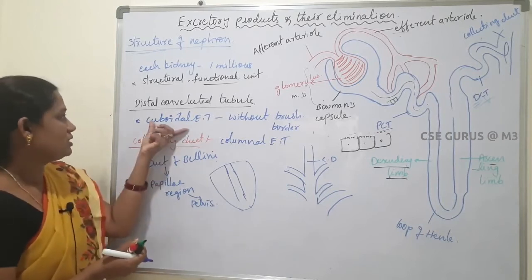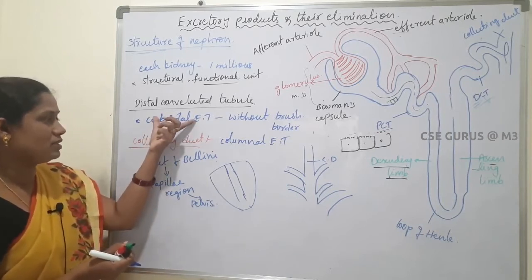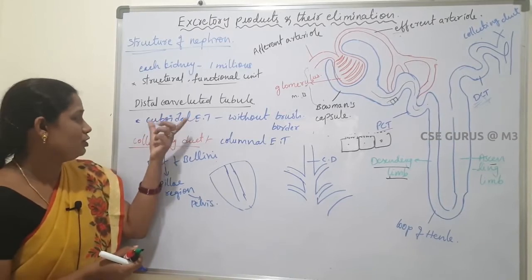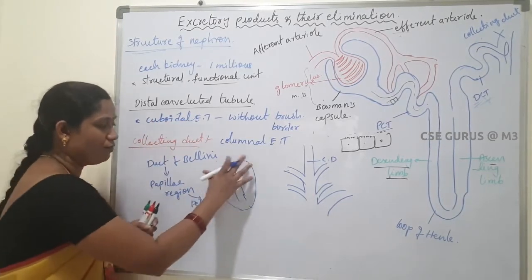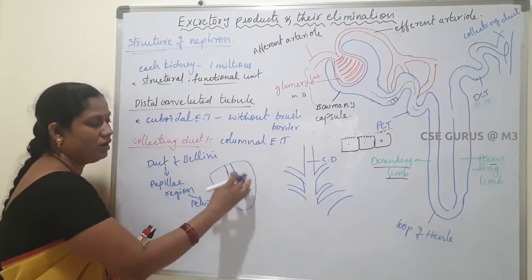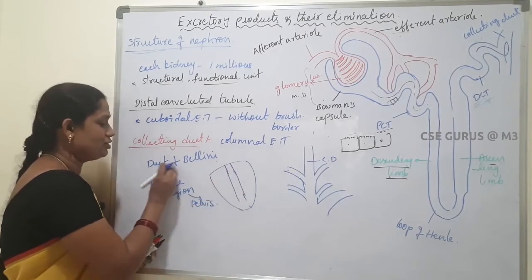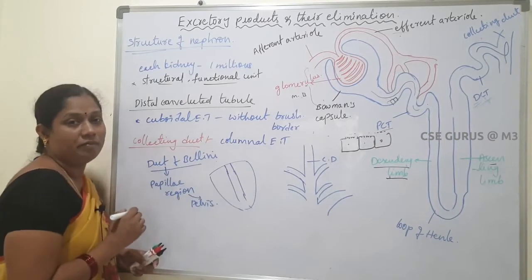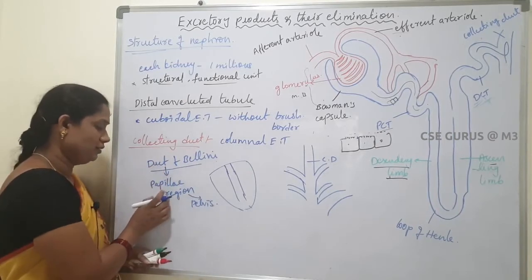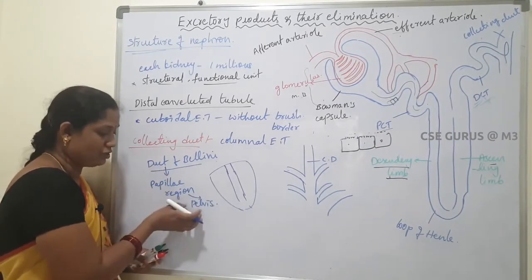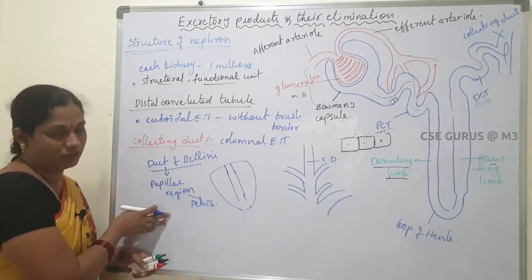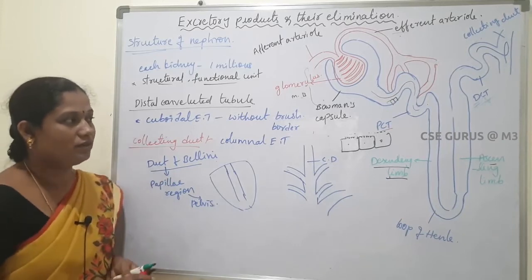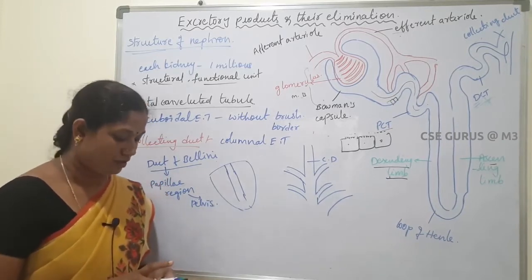So all distal convoluted tubules open into collecting ducts. All collecting ducts in one renal pyramid open into a duct of Bellini. The duct of Bellini opens into the pelvis near the papillary region. Okay, so this is about the structure of the nephron.